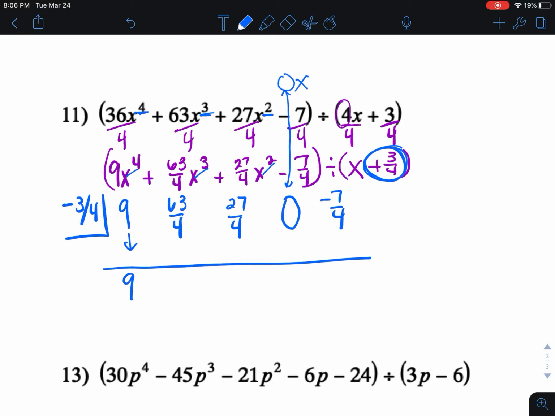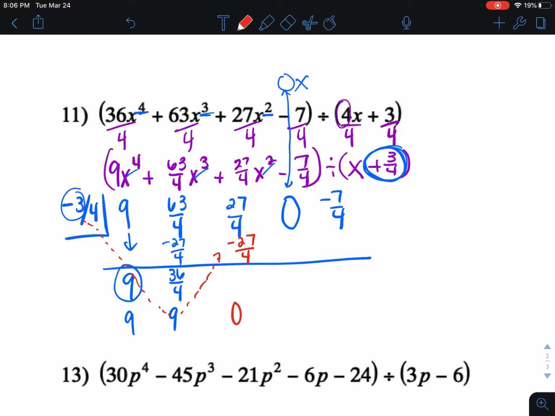First number comes straight down. Again, when we're multiplying, you multiply the number times the top. So this would give you negative 27 over 4. So then I have 63 plus negative 27 is going to give me 36 over 4. And 36 over 4 is the same thing as 9. All right, now we are going to multiply. So remember, we're multiplying here, and then the answer goes up here, our bouncy ball. So negative 3 times 9 gives me negative 27 over 4. So 27 plus negative 27 is just going to give me 0.